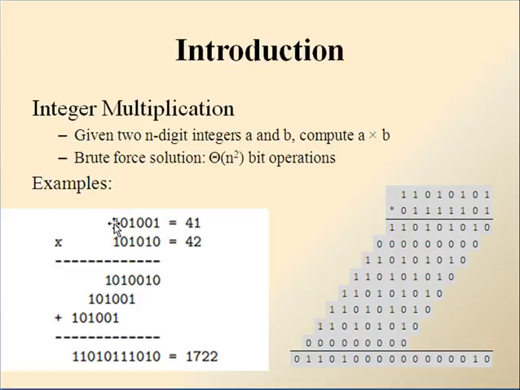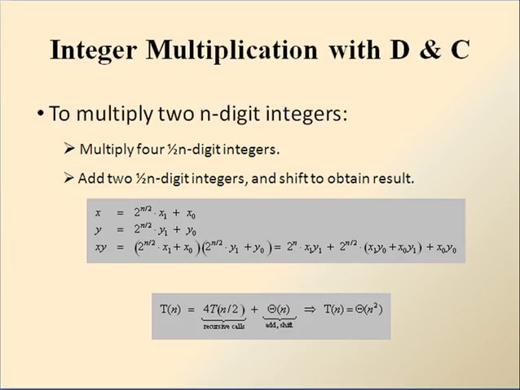As you can see, when we want to multiply 41 cross 42, each number is 6 bits. So for multiplying two 6-bit numbers, the number of operations required is 6 square, that is 36 operations. Next is integer multiplication with divide and conquer.